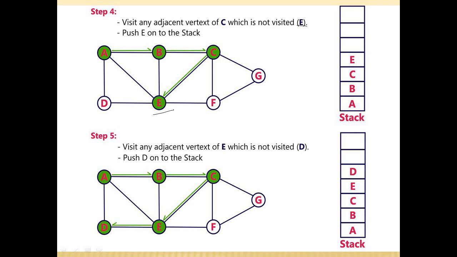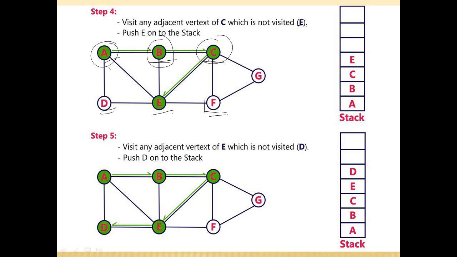Next, I need to find the adjacent vertices to E. The adjacent vertices to E are D, A, B, C, F. Among all of these, we need to choose one. But A is already visited, B is already visited, C is already visited. So we have the chance to choose either D or F. I chose D. I pushed the value D into the stack and marked it as visited.